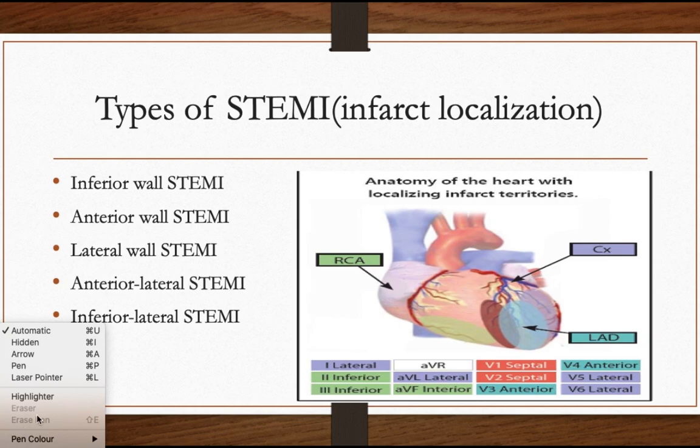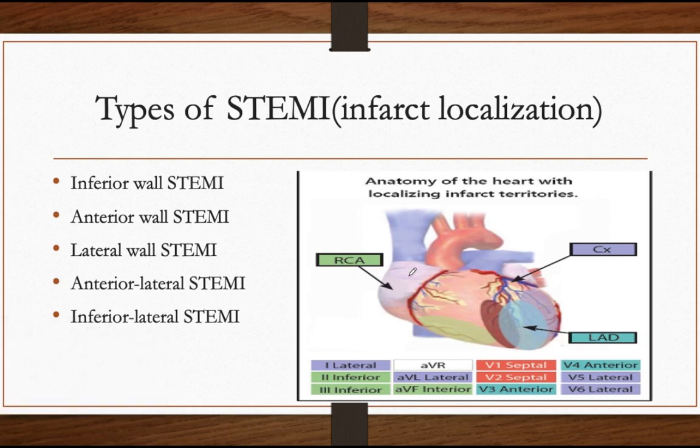Now, when we say anterior wall STEMI, then we mean the area which is supplied by the LAD, which is the left anterior descending artery. That is this area. And when we say lateral STEMI, we are referring to the area supplied by the circumflex artery. Now, we may also have anterolateral STEMI.